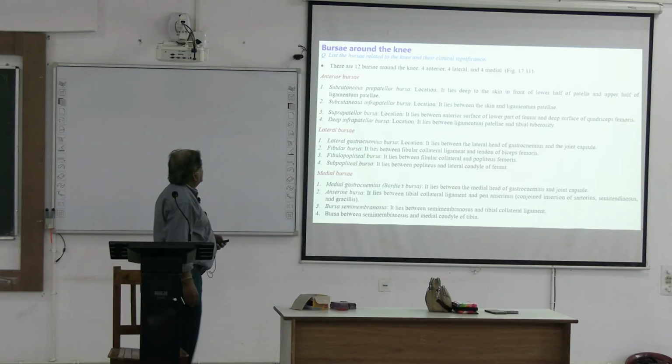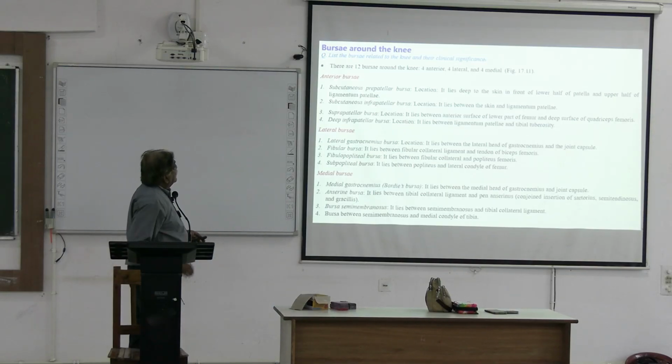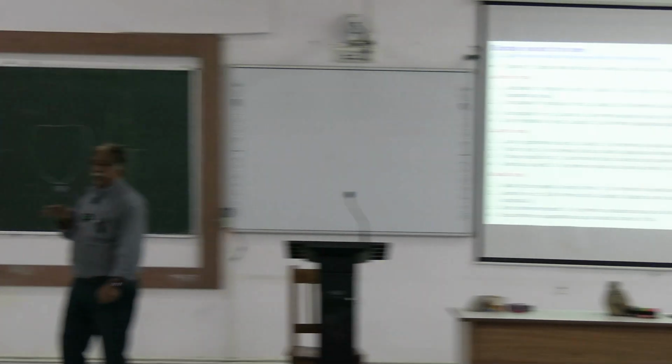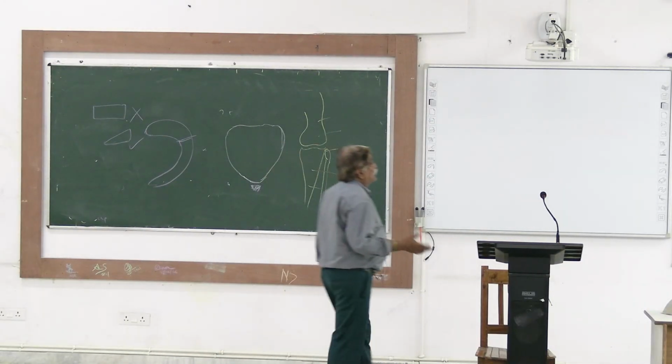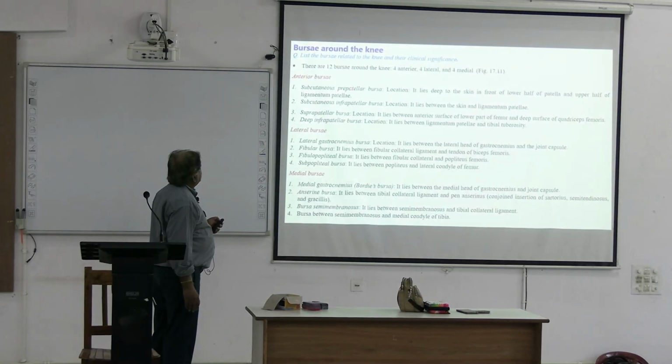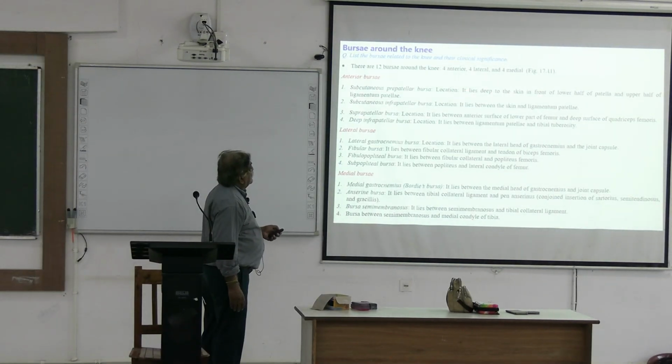Bursae around the knee: the list of bursae around the knee has clinical significance. There are 12 bursae around the knee, 4 anterior, 4 posterior, 4 lateral. Easy to remember. Now, the subcutaneous prepatellar bursa is located deep to the skin, in front of the lower half of the patella and upper half of the ligamentum patellae. The subcutaneous infrapatellar bursa lies between the skin and the ligamentum patellae.